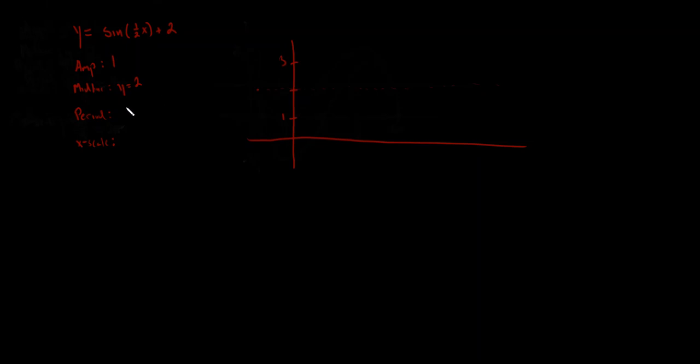Now the period is 2 pi over the absolute value of b, so 2 pi over 1/2. Dividing by 1/2 is the same as multiplying by 2, so that gets me 4 pi. So it's going to take a length of 4 pi to complete one full cycle.